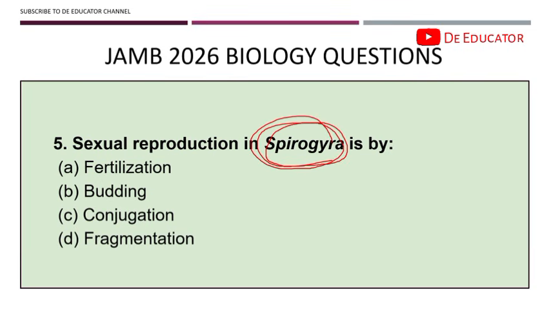Question five: sexual reproduction in Spirogyra. One thing you should take note of is that Spirogyra undergoes sexual reproduction, and this sexual reproduction is known as conjugation. Please take note, it is known as conjugation.